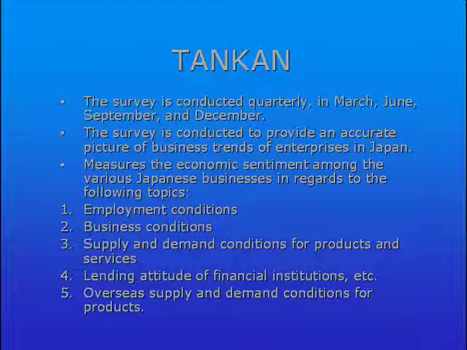The Tankan, conducted quarterly in March, June, September, and December, is a survey conducted to provide an accurate picture of business trends of enterprises in Japan. It measures the economic sentiment of various Japanese businesses in regards to the following topics: employment conditions, business conditions, supply and demand conditions for products and services, lending attitude of financial institutions, overseas supply and demand conditions for products.